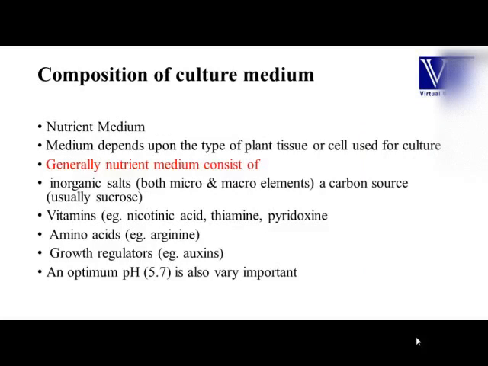Now we will discuss the composition of culture medium. Usually a nutrient medium is required, and the nutrient medium depends on the type of plant tissue or cell used for culture. Generally, the nutrient medium consists of inorganic salts, both micro and macro elements. A carbon source, usually sucrose, is used. Secondly, vitamins, for example, nicotinic acid, thiamine and pyridoxine. Amino acids, for example, arginine, and growth regulators, for example, auxins. And an optimum pH of 5.7 is also very important in the nutrient medium.